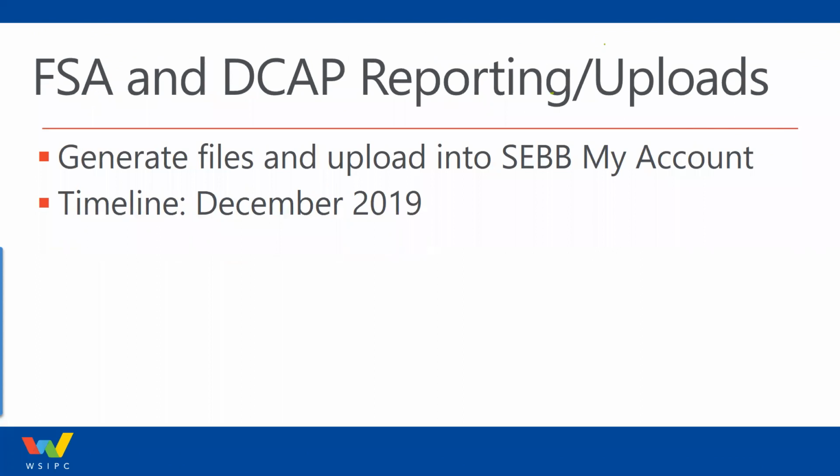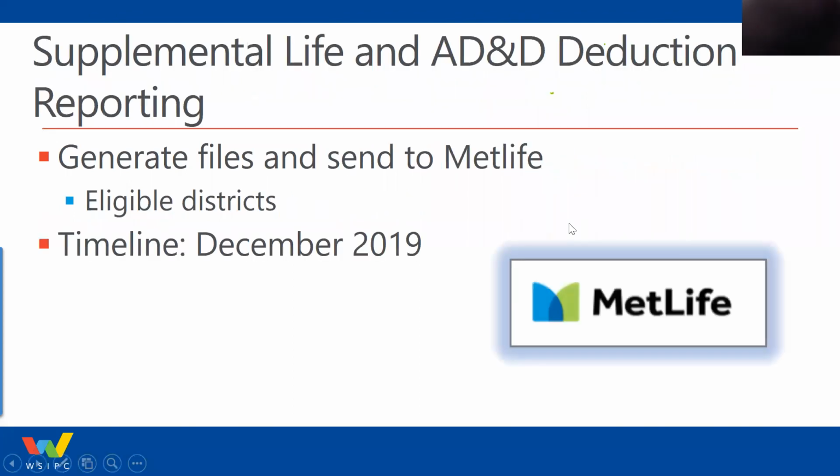More information to come on that effort, as well as the flexible spending account and dependent care assistance program. We're also developing a solution for school districts to generate those files of supplemental information and upload it into SEBB My Account. It has the same timeline as the payroll deduction, focusing around the December time period. Then our final focus of effort is to create an interface with MetLife. This is not with HCA, but with MetLife, for those districts that are eligible to use the payroll deduction approach, communicating information about those deductions for supplemental life and accidental death and dismemberment to MetLife. That is on the same timeline as the other two, for December.